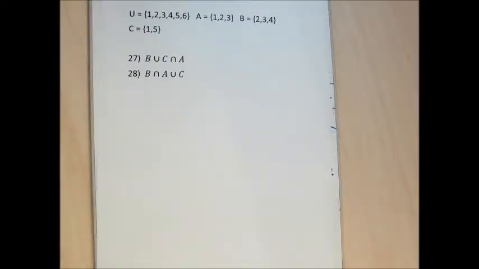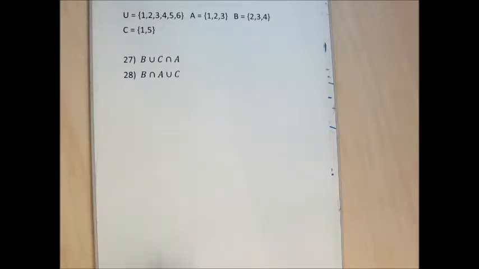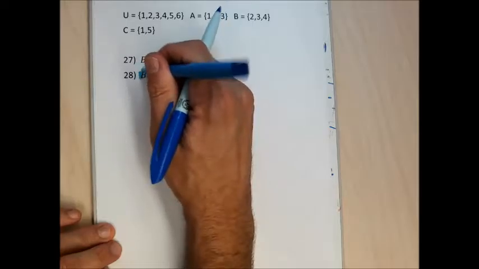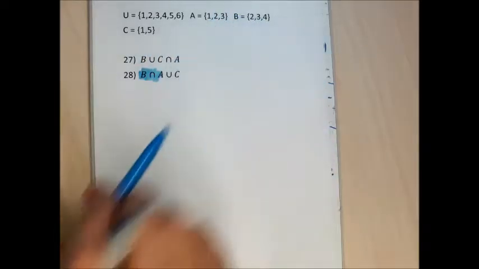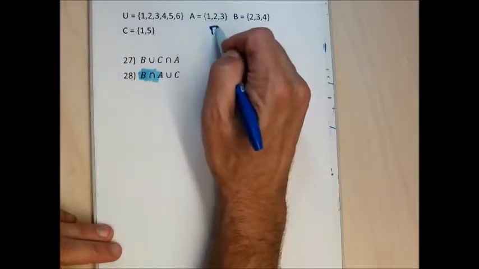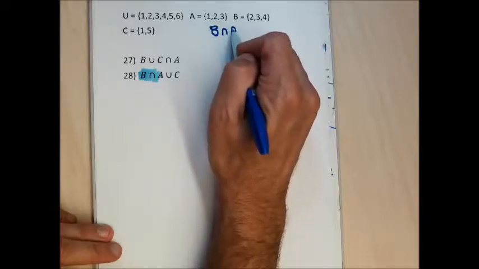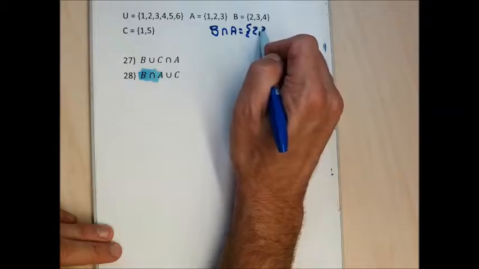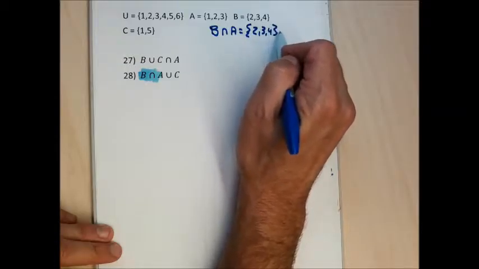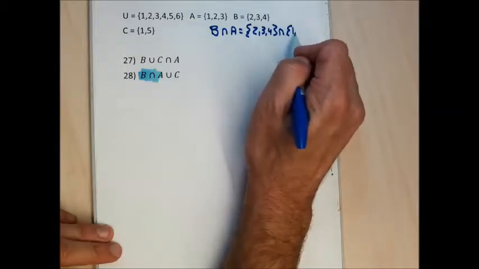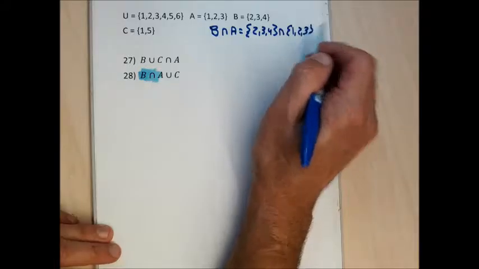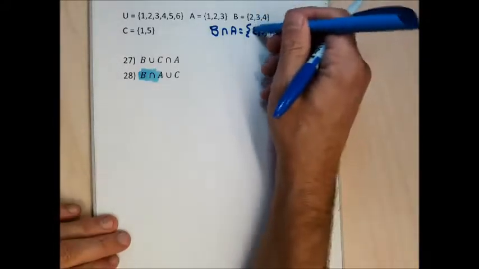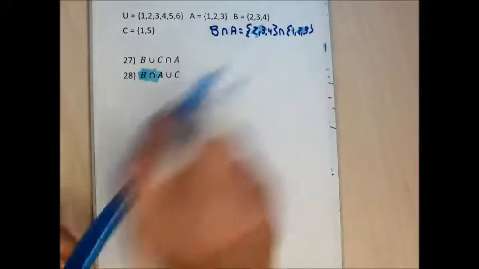I like it when there's no parentheses and I can just work from left to right. I'll do 28 and give 27 a chance. The first thing I'm going to do in 28 is find B intersection A. B intersection A I get by taking set B, which is the numbers 2, 3, and 4, and intersecting it with set A, which has the numbers 1, 2, and 3. When I intersect those two sets, I write what they have in common, which are the numbers 2 and 3.